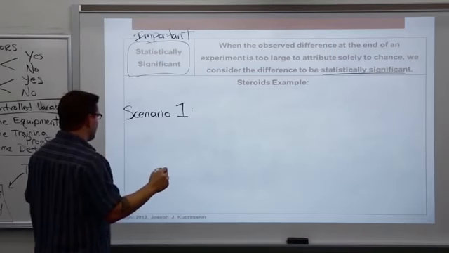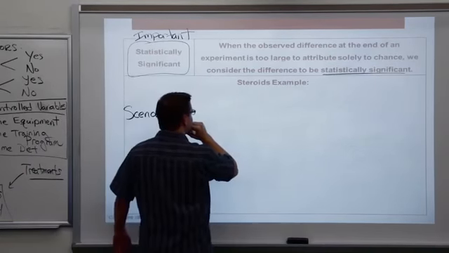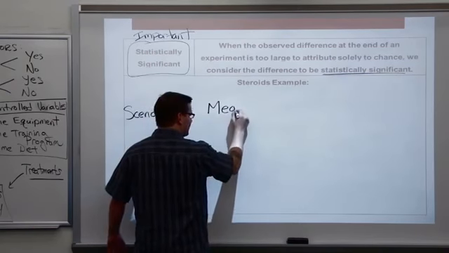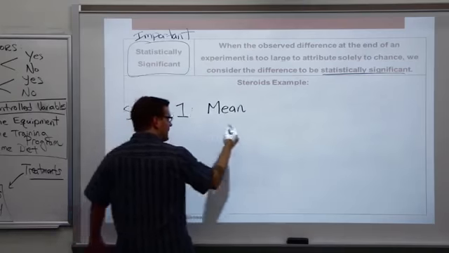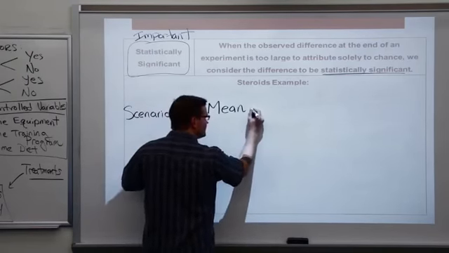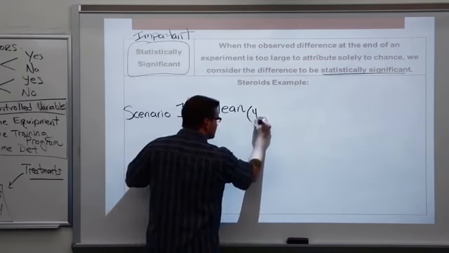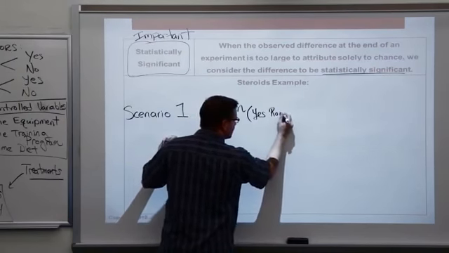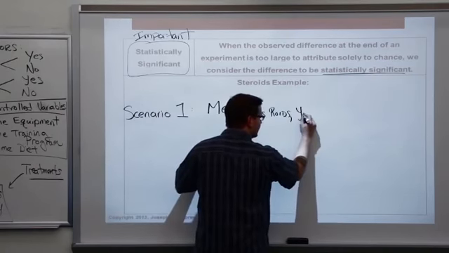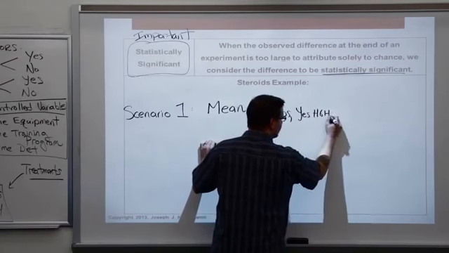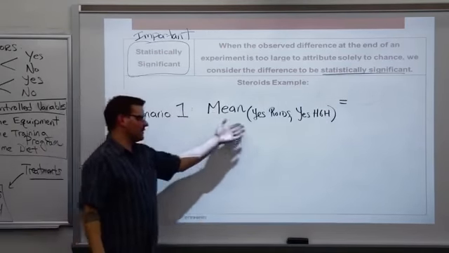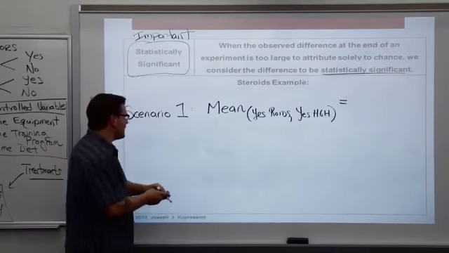All right, how can I stay organized here? Let's see. So we'll just write this out longhand. The mean, I've got 4 groups, right? Scenario 1, here's the mean. First group was on roids and also on HGH. And we never ran this experiment, so I'm just going to make up some numbers in just a minute here.